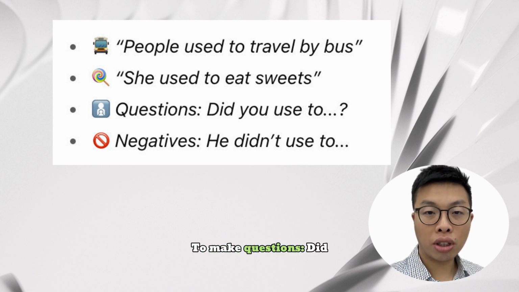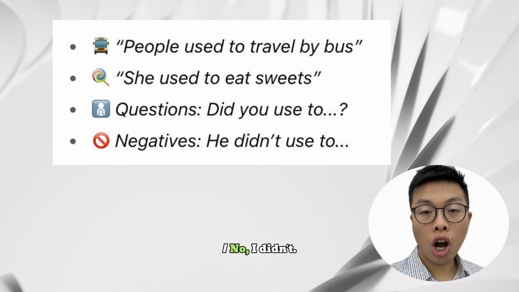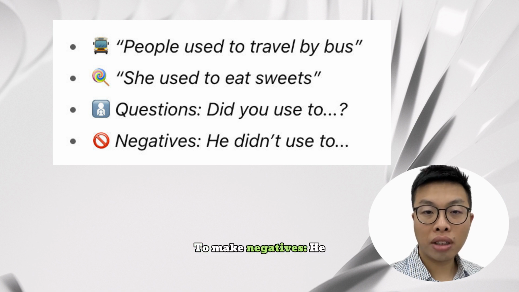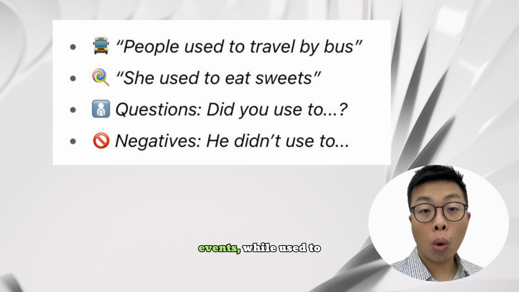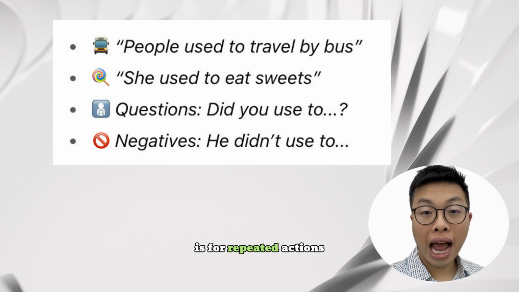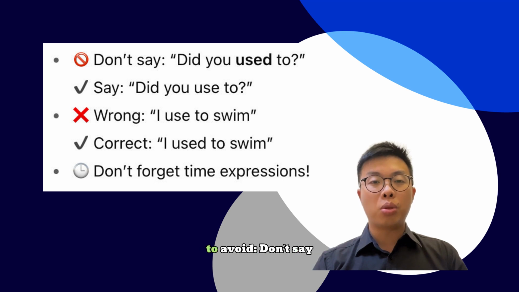To make questions, did you use to play football? Yes, I did. No, I didn't. To make negatives, he didn't use to like vegetables. Notice the difference. Past simple is for single events, while used to is for repeated actions or situations in the past.